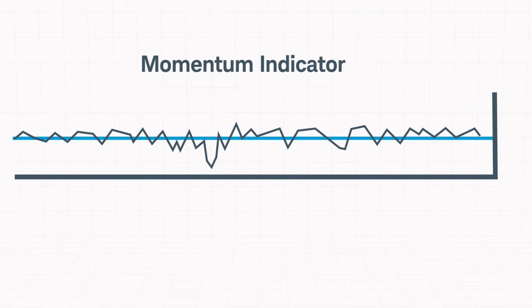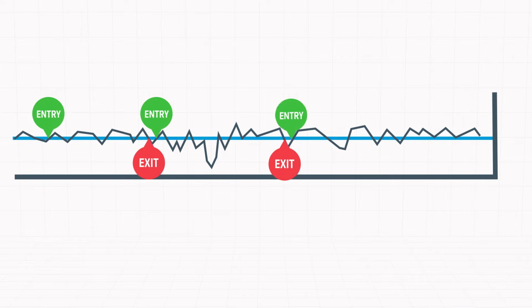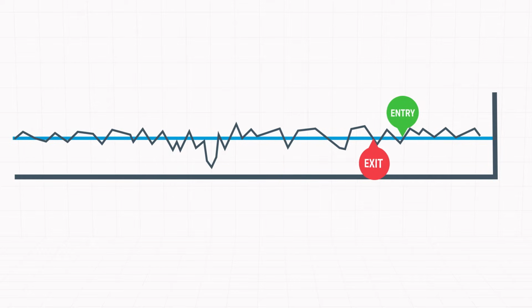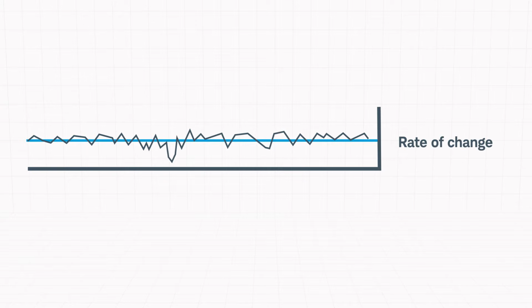In this video, we'll show you what the momentum indicator is, how it can help investors identify potential entry and exit signals, and discuss some of its risks. The momentum indicator measures the rate of change in a stock's price over time. This might sound complex, but it's really quite simple.